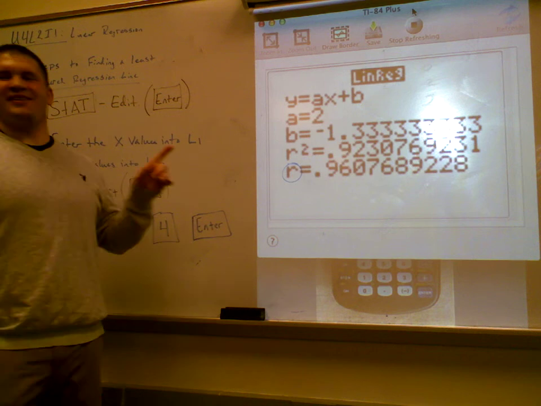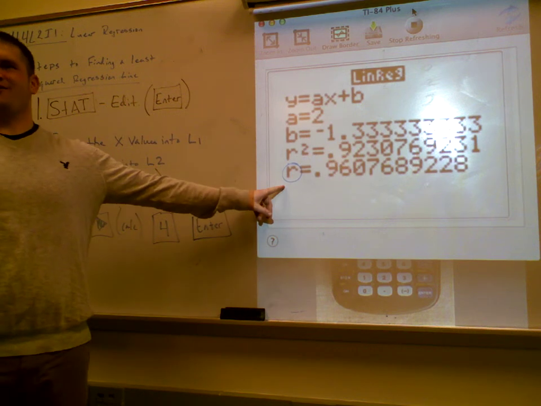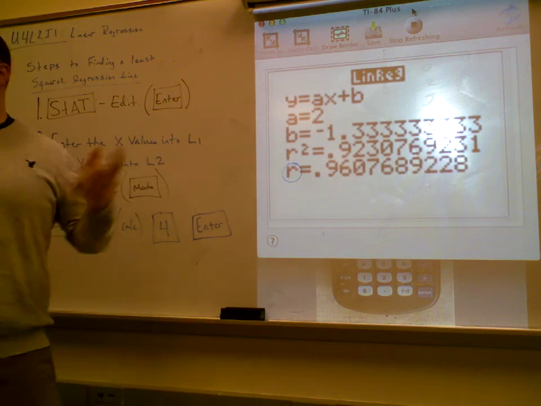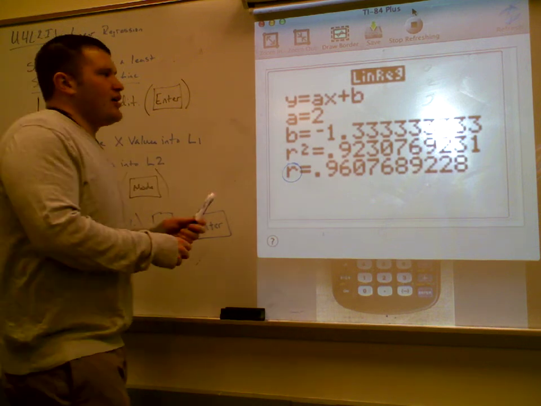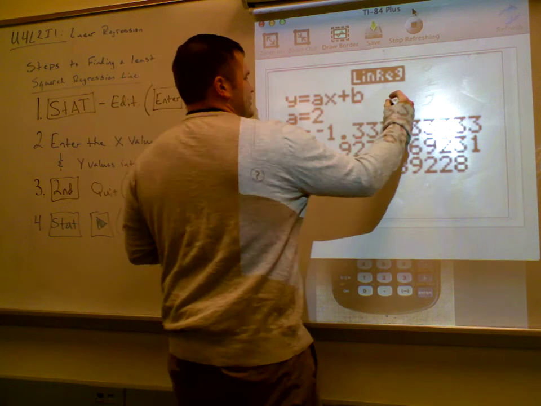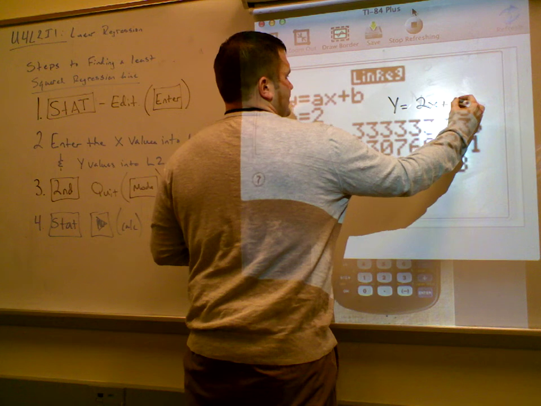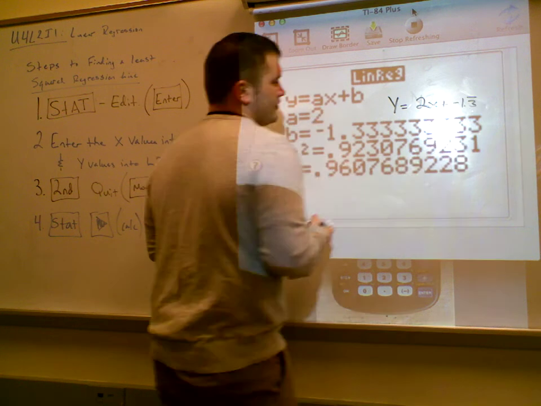Wakey, wakey. Strong or weak? What do you guys think? Strong. Is the slope positive or negative? Positive, which agrees with my A, which is positive. So now, this equation is y equals 2x plus negative 1.3.